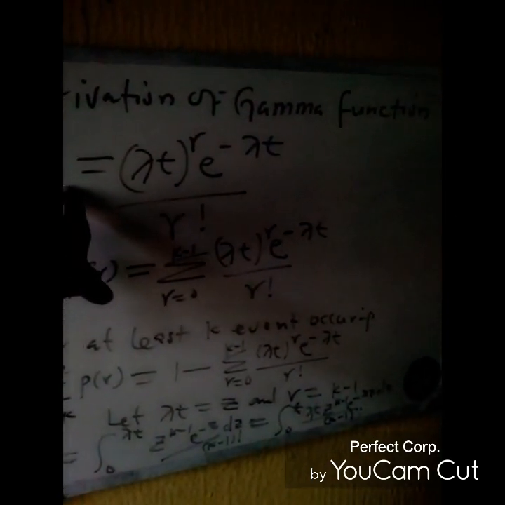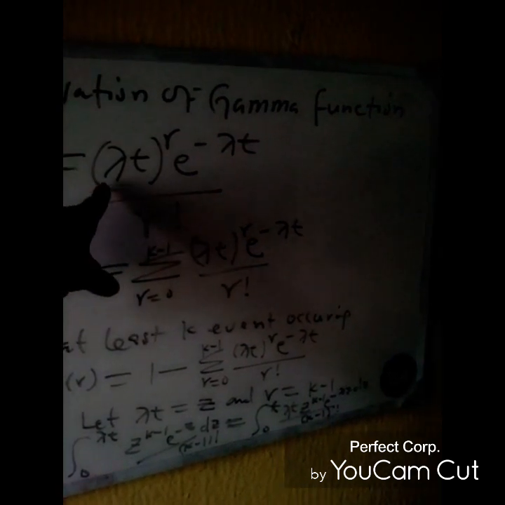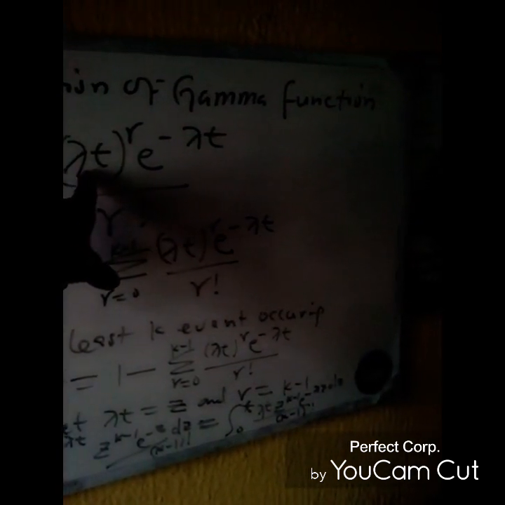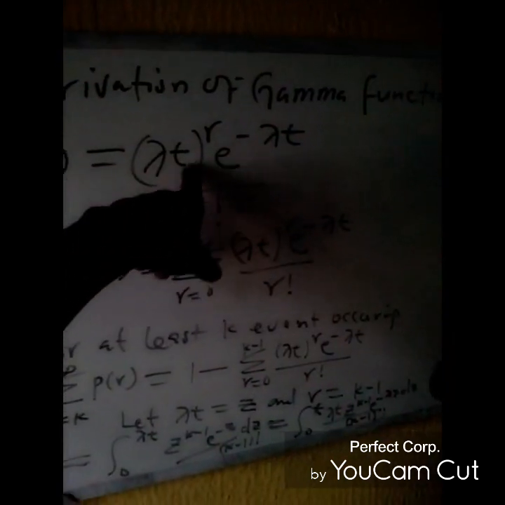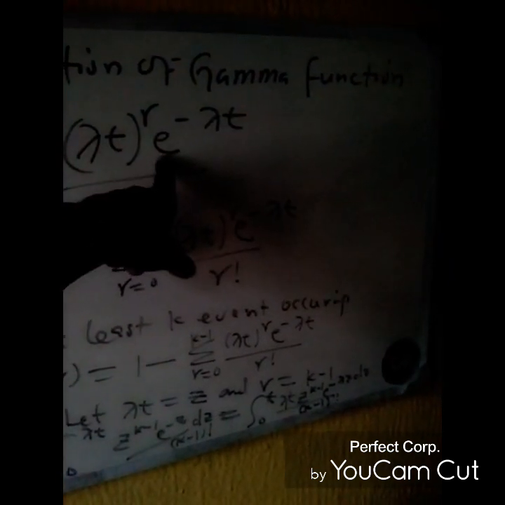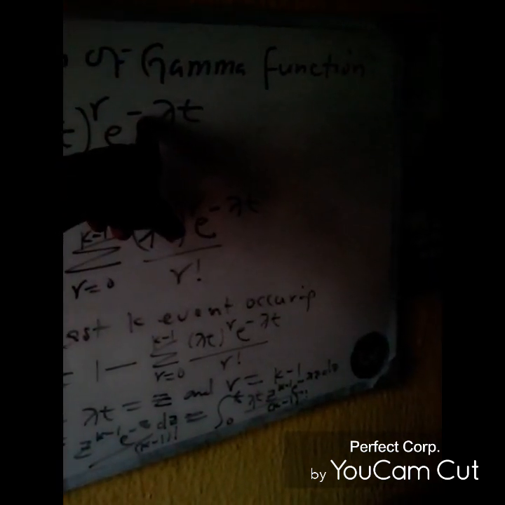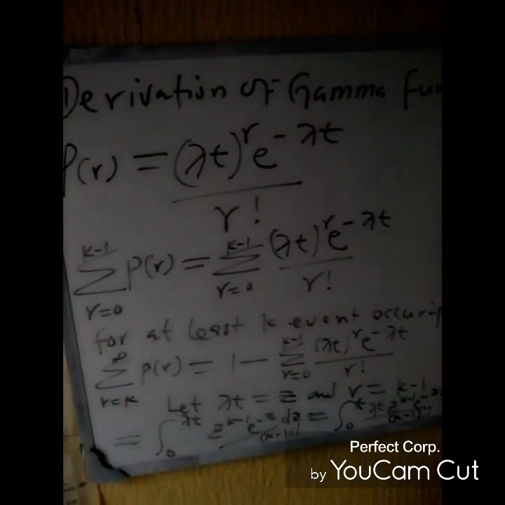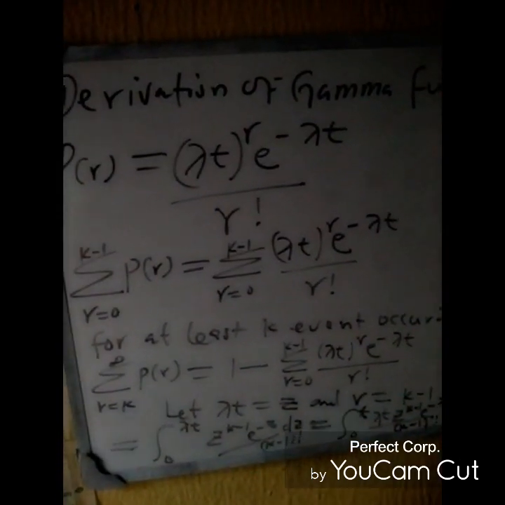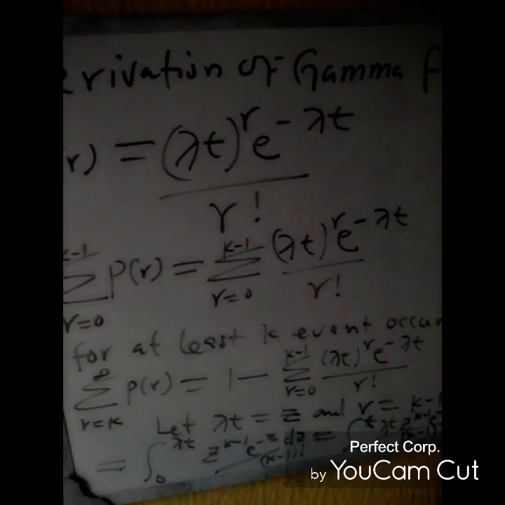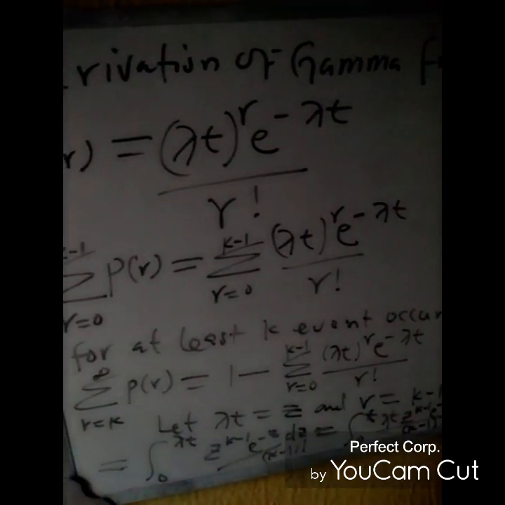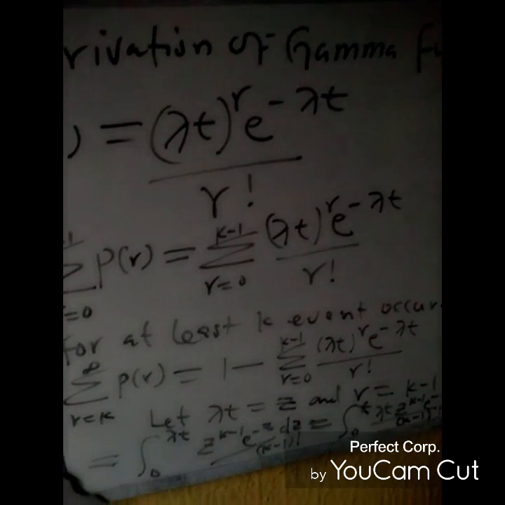Probability of r events occurring is equal to (lambda t) raised to power r, times exponential minus lambda t, all over r factorial. This is what is known as a Poisson distribution. And you know that the Poisson distribution is a discrete distribution. We want to use that to obtain a gamma function.